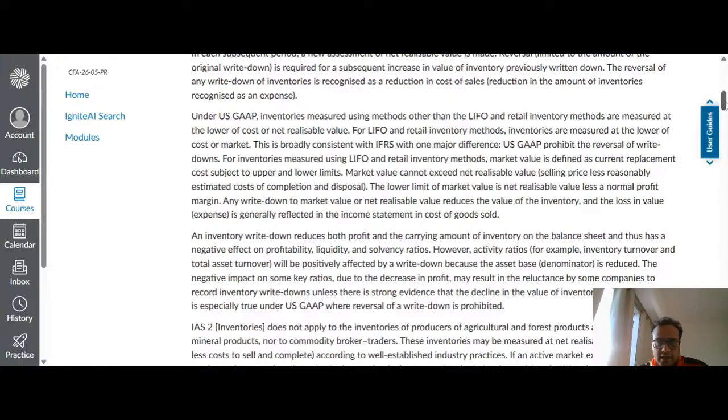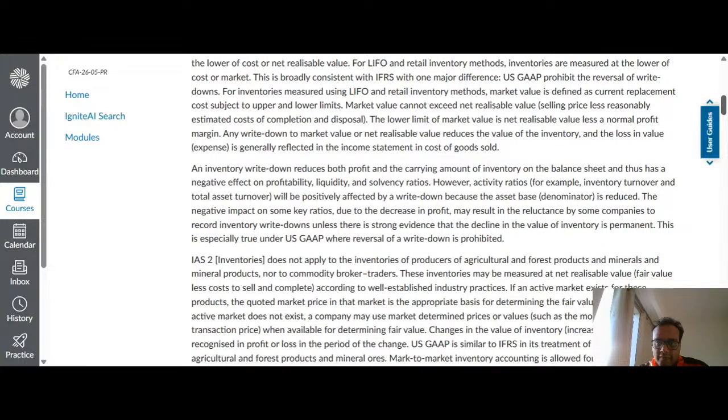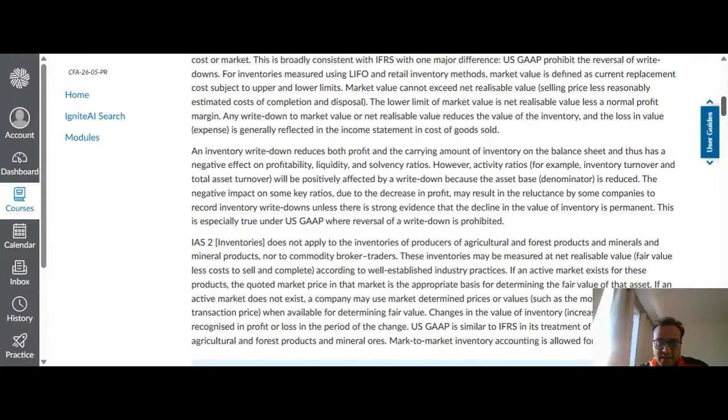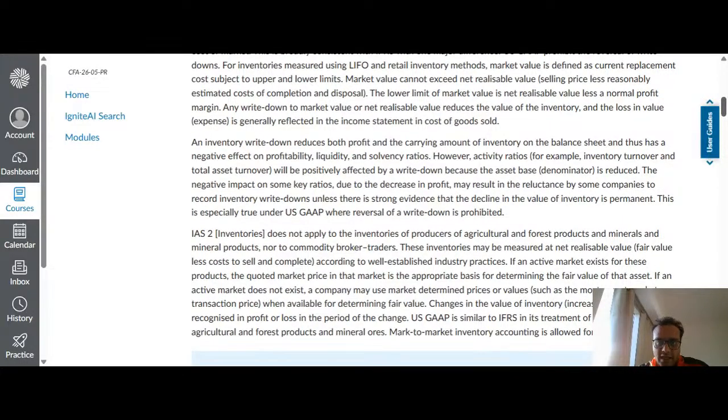This reduces both profit and the carrying value of the inventory on the balance sheet and thus has a negative impact on profitability, liquidity and solvency ratios. तो राइट डाउन की वजह से आपकी नेगेटिव इम्पैक्ट आती है किस पे? प्रॉफिटेबिलिटी, बिकॉज प्रॉफिट एंड लॉस में एक आइटम बढ़ गई. लिक्विडिटी, बिकॉज आपका करंट असेट्स कम हो गया. एंड सॉल्वेंसी, बिकॉज आपका टोटल असेट्स भी कम हो गया.